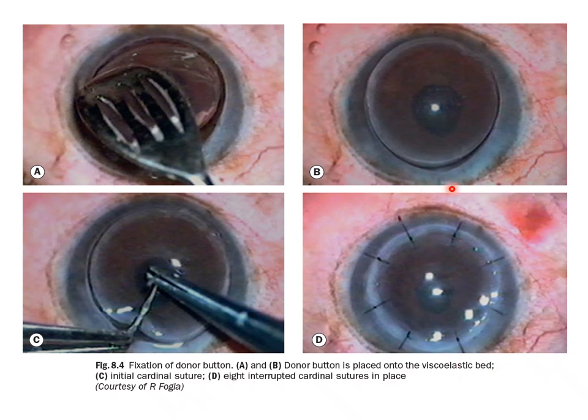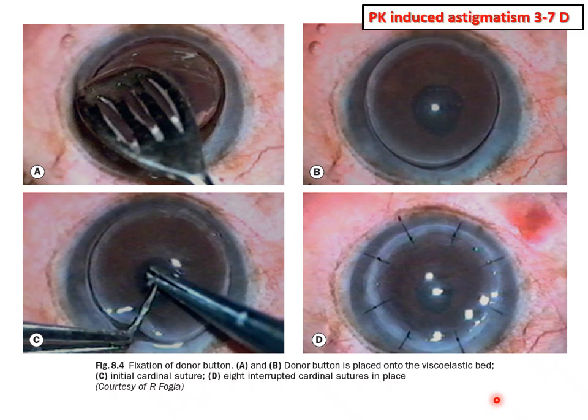So this is a technique. This is the interrupted suture technique. Okay. I will also show you the continuous suture technique. So you see how many sutures are being used, right? So imagine the astigmatism that these sutures induce.